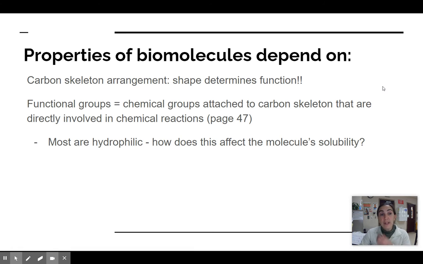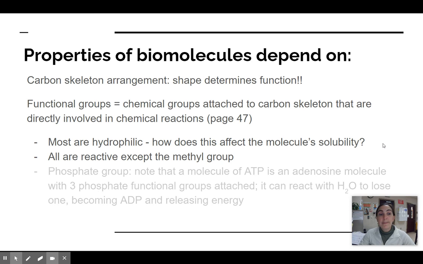As you look at all those functional groups and start studying those, you'll notice that most of them are hydrophilic, which means that they're at least partly attracted to water, which of course will affect how those bigger biomolecules respond in water as well. All of them are reactive except the methyl group. The methyl group is that CH3, and since it's all carbon and hydrogen, it's completely nonpolar and does not tend to be very reactive. The rest of them participate a lot in the chemical reactions within living things.